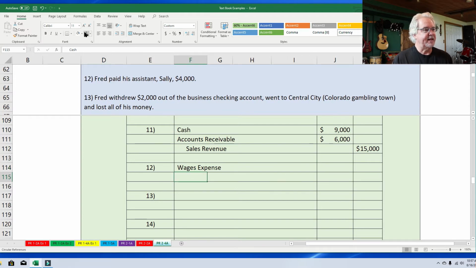And Sally likes being paid in cash. So whenever you're spending cash, you list cash second. There we are.